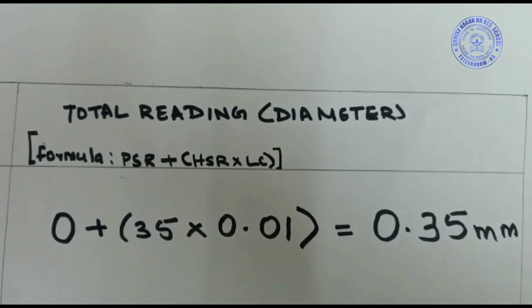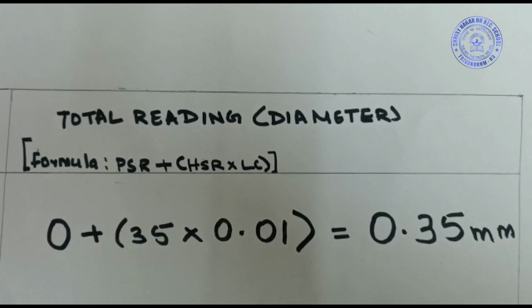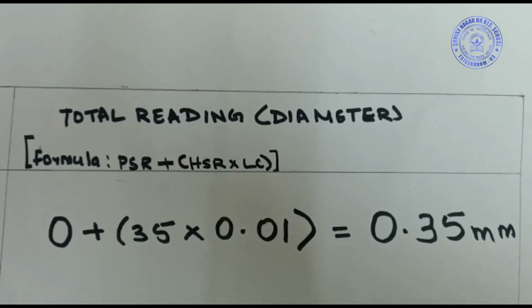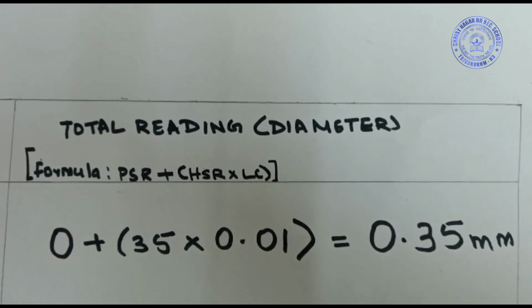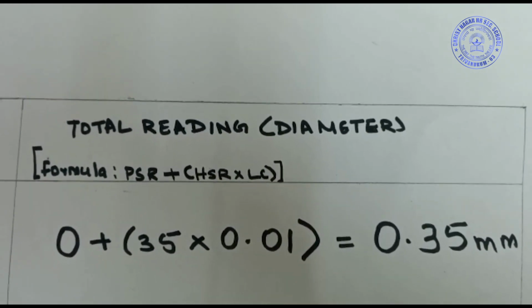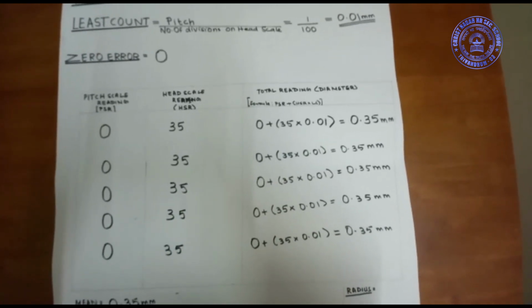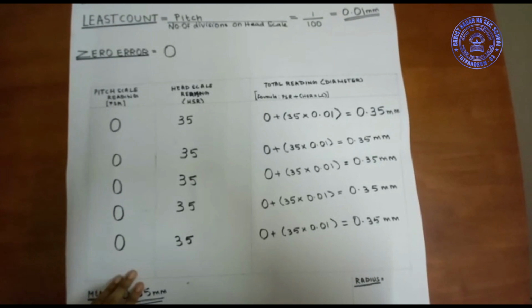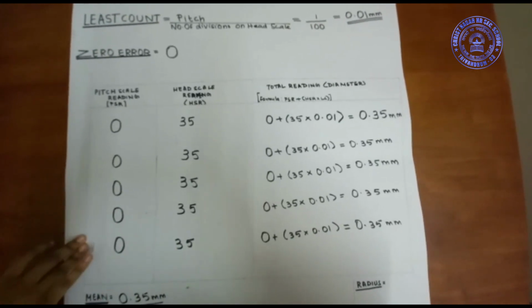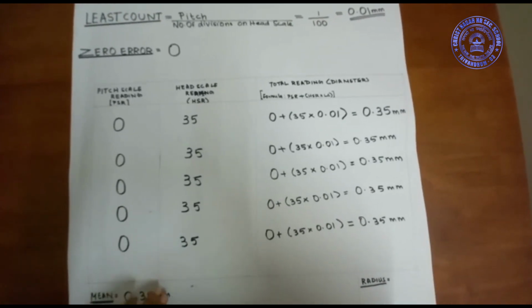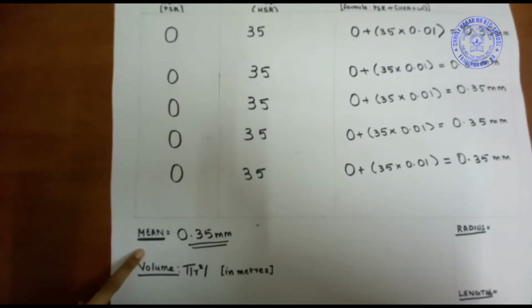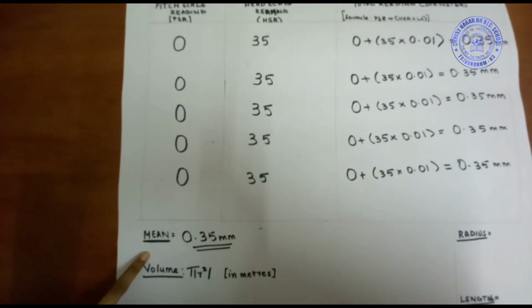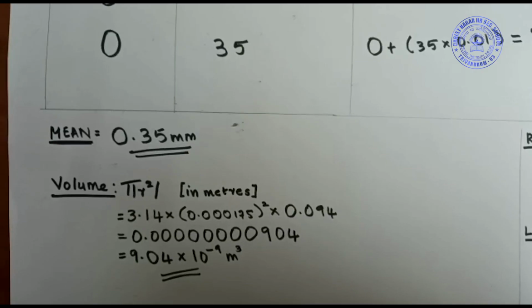Now, to reduce the risk of error and get the most accurate result, we need to repeat the measurement at least 5 times and then take the mean of the readings to get the final total reading, which is the diameter of the wire. Now I've taken the reading 5 times and I got pretty similar results. Just remember that the PSR will never change. There may only be slight changes in the HSR. And after taking the reading, I got the mean as 0.35 millimeter, which means the diameter of the wire is 0.35 millimeter.